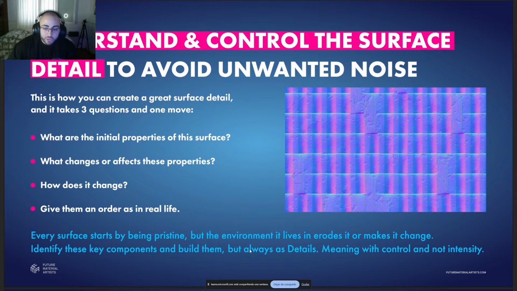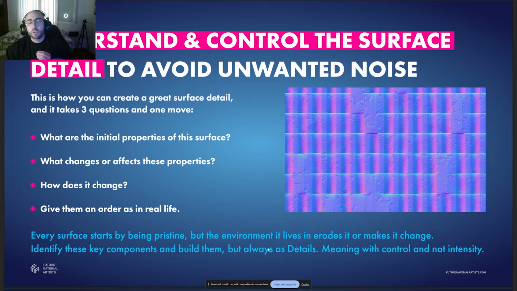As a material artist, your job is to find what those conditions and effects are that will change your material into something more aligned to the story you want to tell. And the final question is: how does it change? Every material starts by being pristine, perfect, and then with erosion, time, and many other conditions, it starts to change. So we need to build the material as something in really good condition, super pristine, and then we start damaging it step by step until it looks like it should after the story we want to tell.